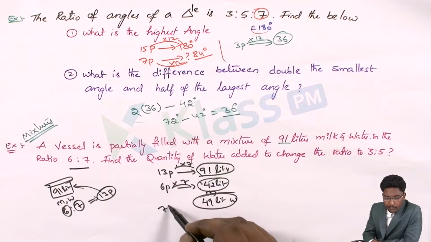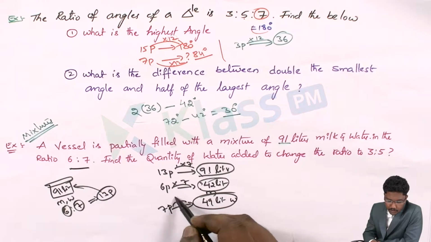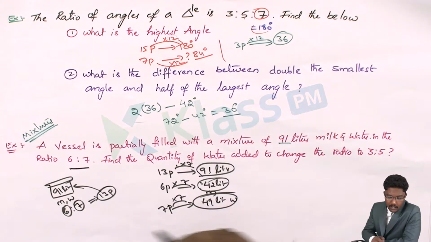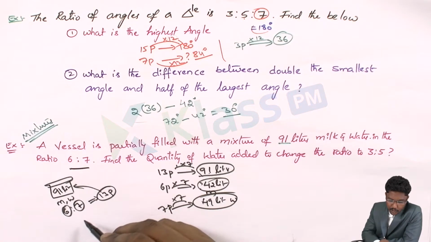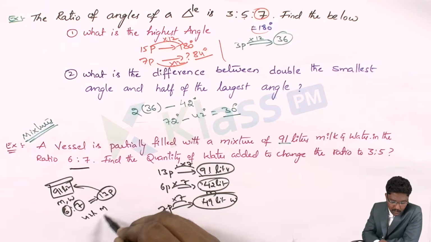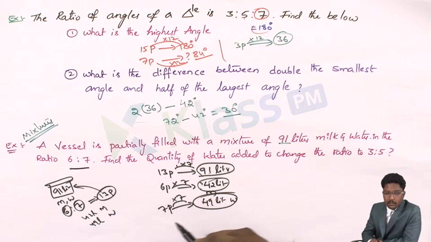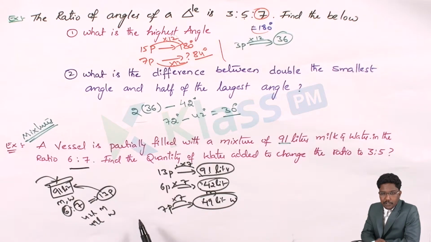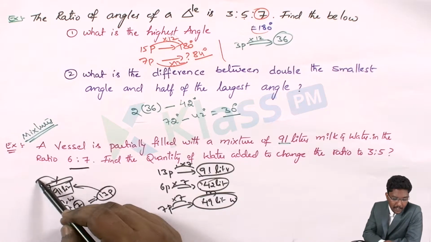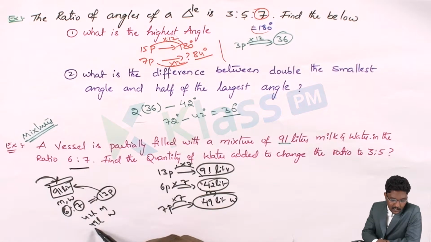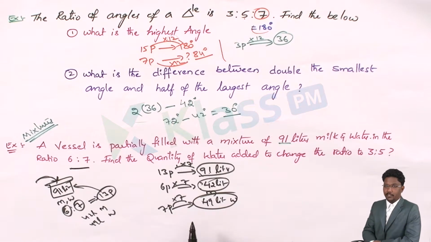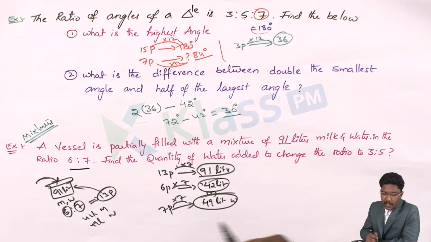If you have a doubt, try to solve this: 7 parts times 7 gives 49 liters. Now in this 91 liters, 42 liters are milk and 49 liters are water. Then I am adding some liters of water to this mixture, so the ratio will change, because the water quantity in this container is increasing. So the ratio between milk and water will change because of the extra added water.